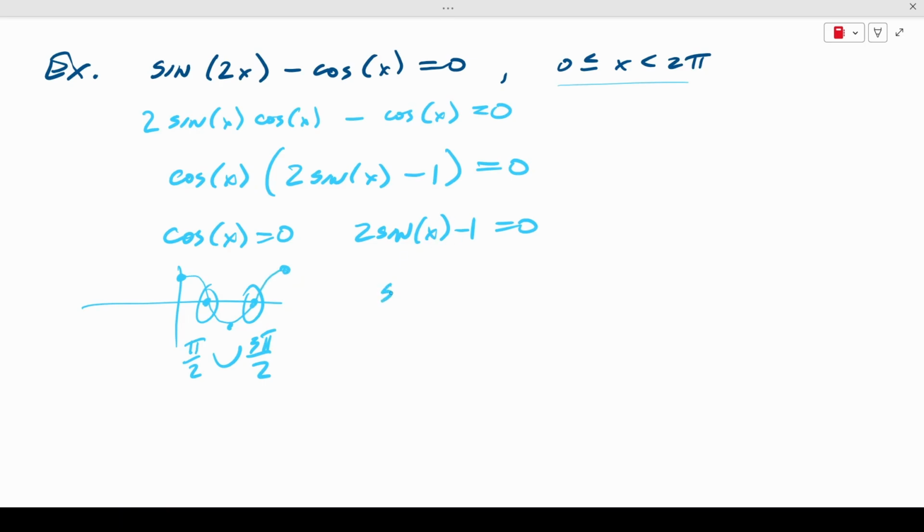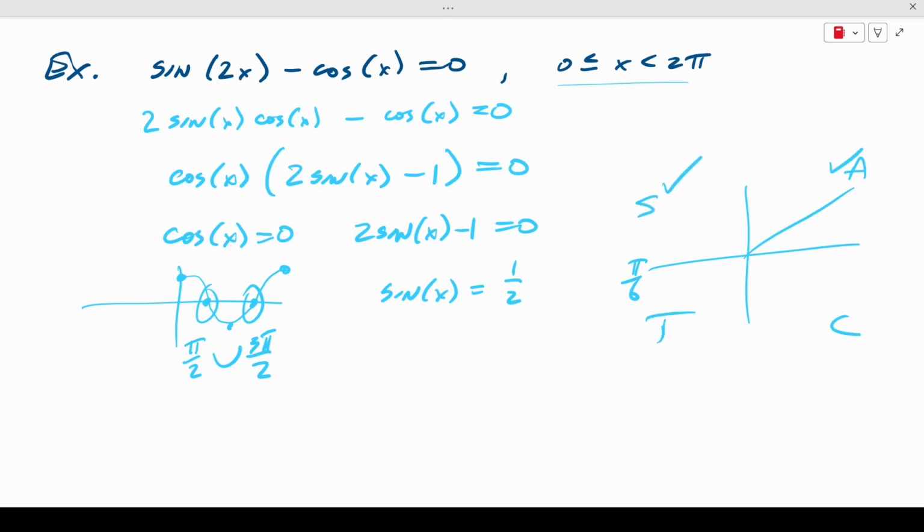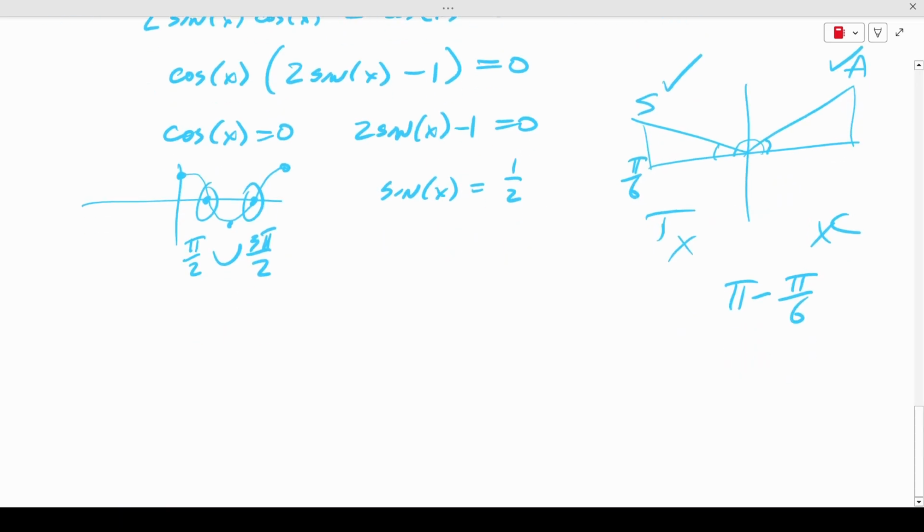Here I have sine of x equals a half. When is sine of x a half? Well, we know for sure the special angle, pi over 6, that's 30 degrees. And then we can just do ASTC. I want this quadrant because it's positive, and this quadrant because it's positive. I don't want those quadrants. So I get pi over 6 right here. And my other angle is 180 minus pi over 6, or I guess I should say pi minus pi over 6. So I do that calculation. This is 5 pi over 6 because this is the same as 6 pi over 6 minus pi over 6, which is 5 pi over 6.